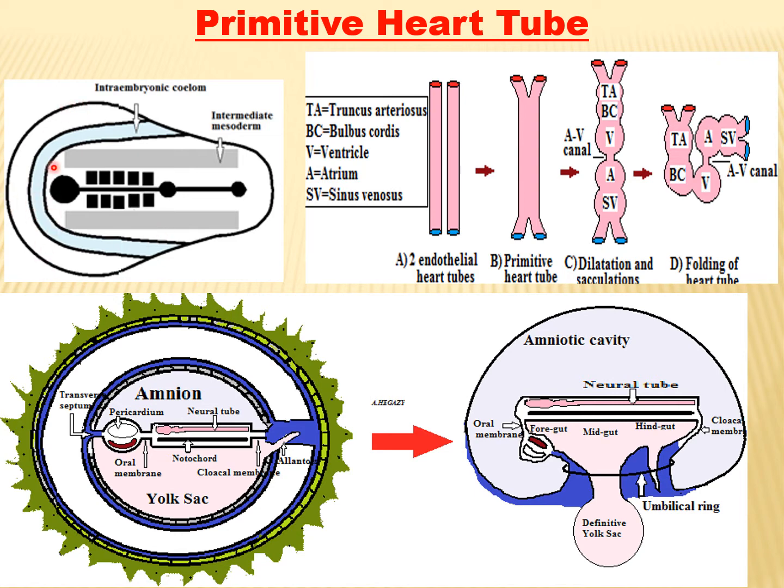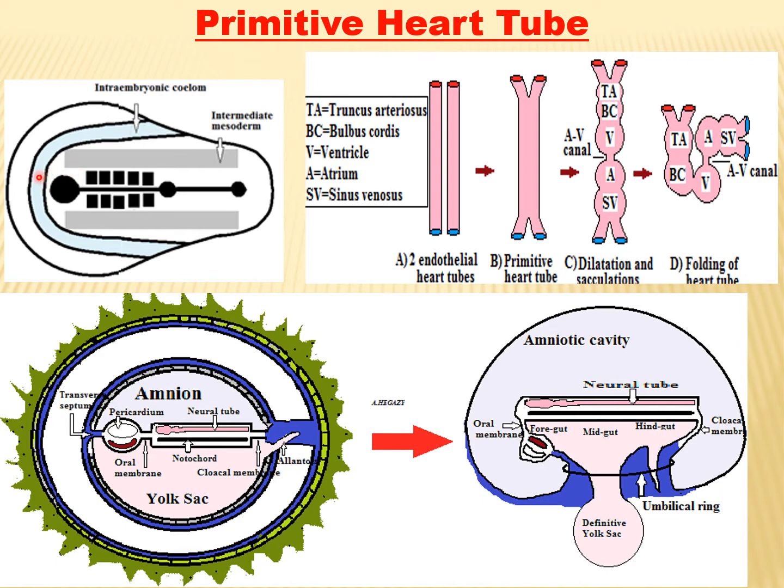The cranial part forms the pericardium. The cranial part of the two vertical limbs here forms the two pleura, and the most caudal part of the two limbs forms the single cavity forming the peritoneum.